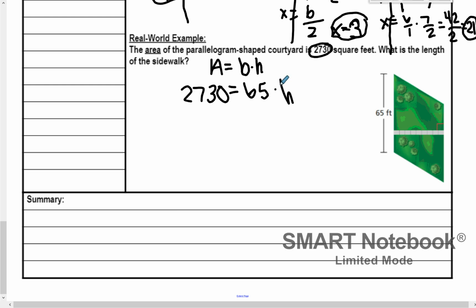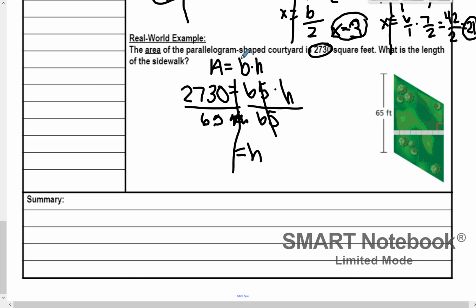All right. Now that we have our equation written, we want to solve it. We want to get this h by itself. So we have to undo 65 times h. How do we undo 65 times h? Well, that's multiplication, so I undo multiplication with division. So I'm going to divide by 65. 65 divided by 65 is just 1. 1 times h is just h, so we're left with h equals.